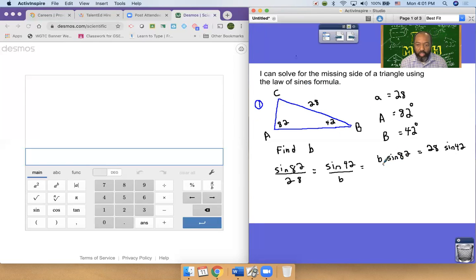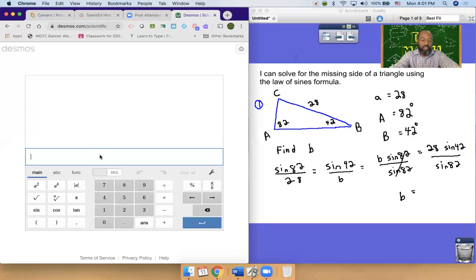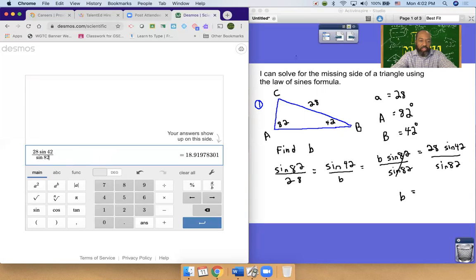Either way. So here I'm going to divide by sine of 82 on both sides. Here, bam. So B, when I say bam, that's going to be 1. Kind of cancels because 1 times B is just B. Now you're going to put it in your calculator. So we're going to go over here. I have Desmos up, the Desmos calculator, which is my favorite. So we're going to go here, 28 sine 42 divided by sine of 82, and then voila, it's beautiful.